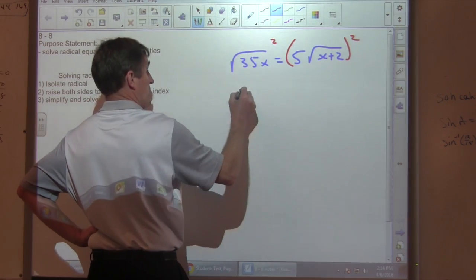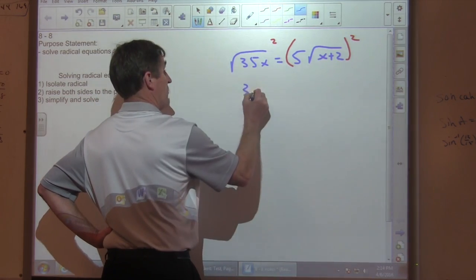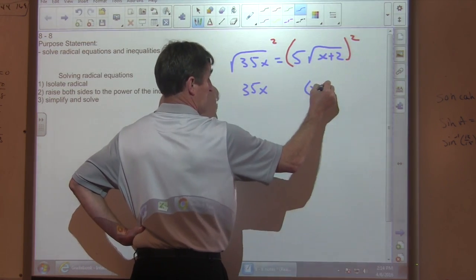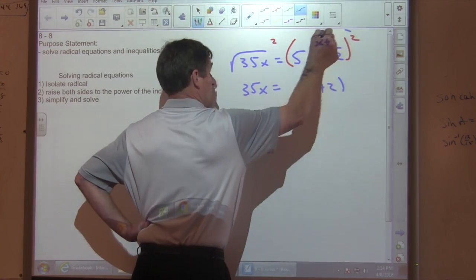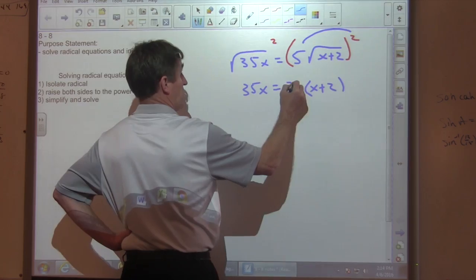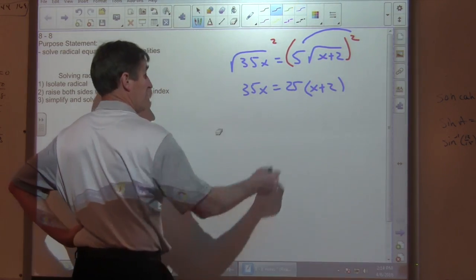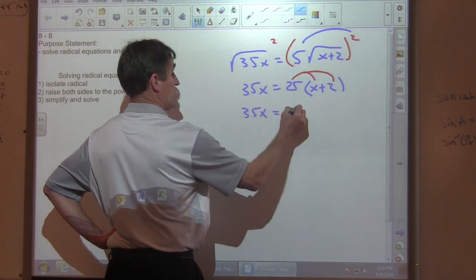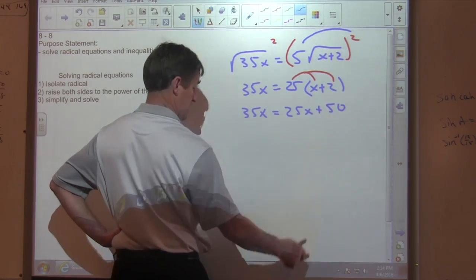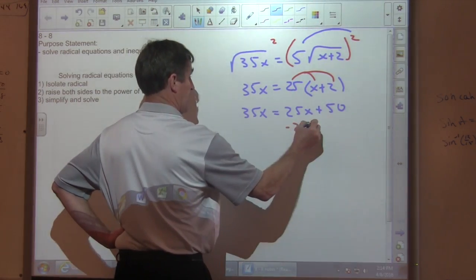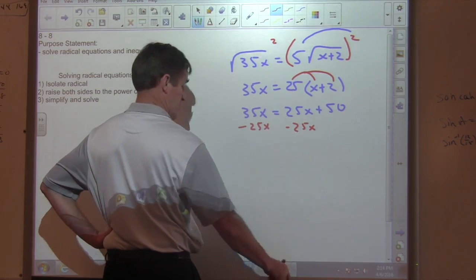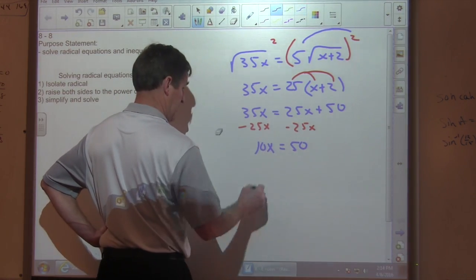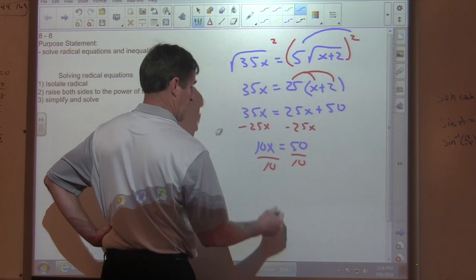So the square root and square root cancel here. And we get 35x. Here the square root and square cancels, so we get x plus 2. But we have to remember this affects the 5 too, so 5 squared is 25. So now we can simplify this, distribute the 25. 35x equals 25x plus 50. We subtract 25x. And we get 10x equals 50. And divide by 10. And we get x equals 5.